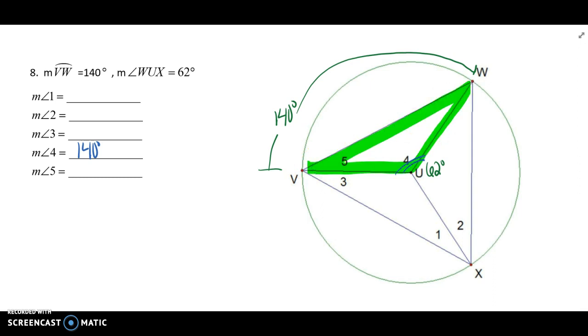Inside of this triangle, we know the three angles add up to 180. Also, since the radius is equal to this radius, we know it's an isosceles triangle, so this angle 5 would also be equal to that angle. So 140 plus angle 5 plus angle 5 equals 180. So if we solve that for angle 5, then we get 20 degrees for angle 5.